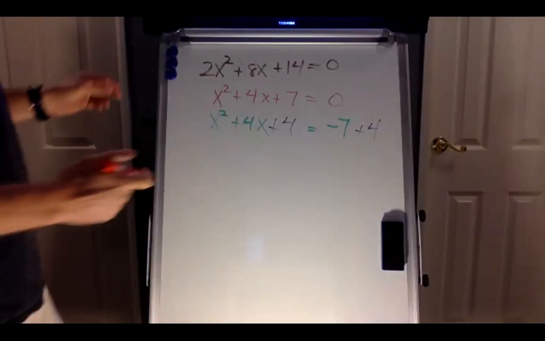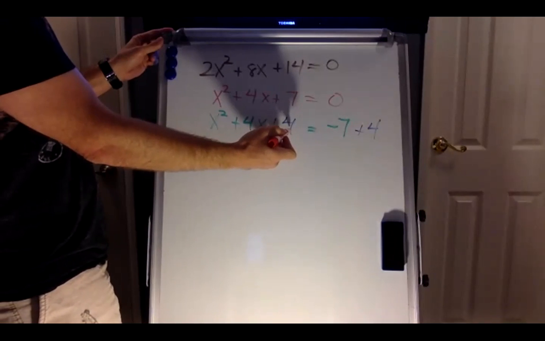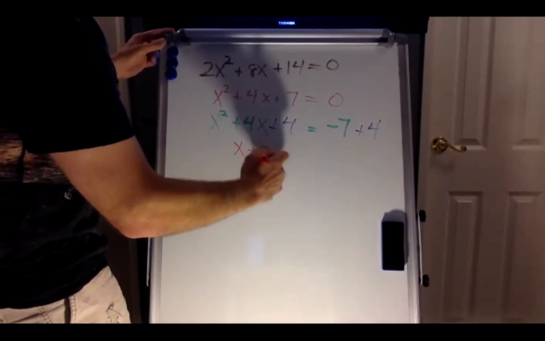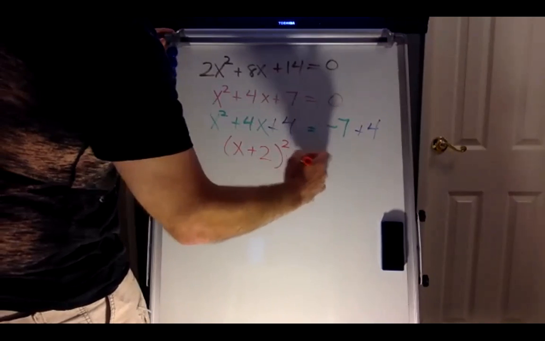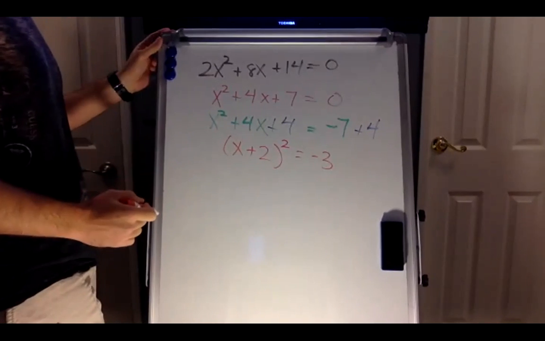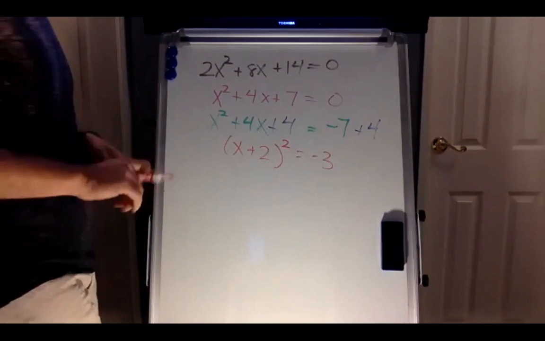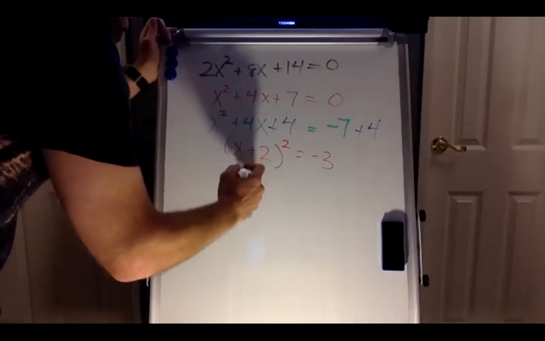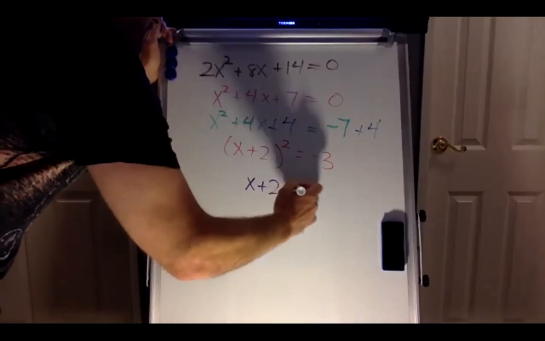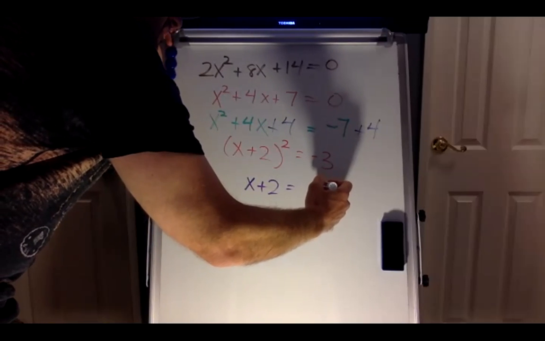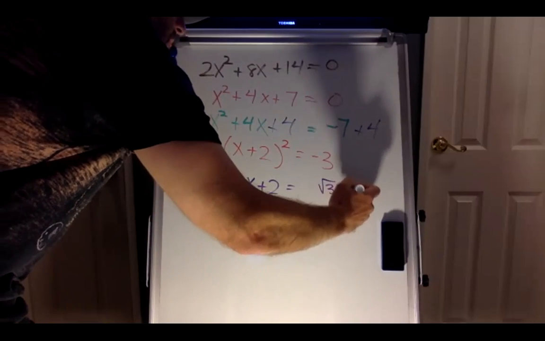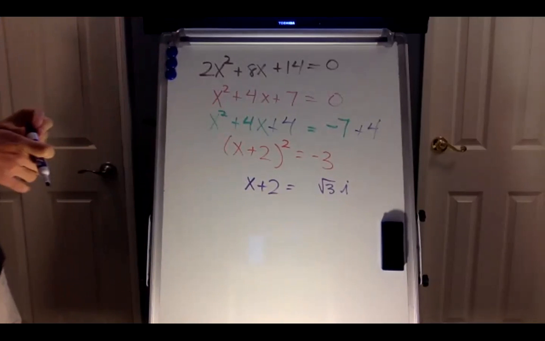Negative 3. Okay, don't shout answers, please. Now this is 2 plus 2, and this is 2 times 2. So it's x plus 2 squared. Okay. Square root of both sides, and you're going to get plus or minus.